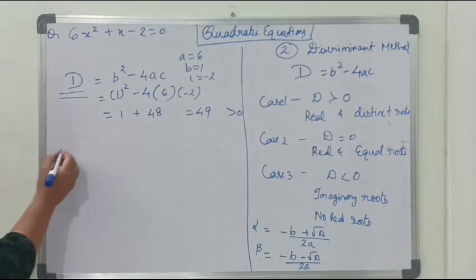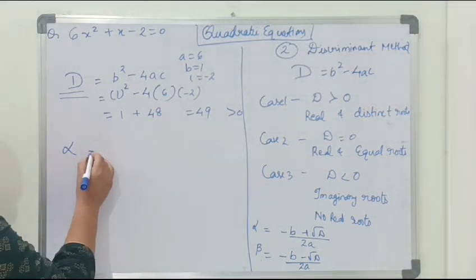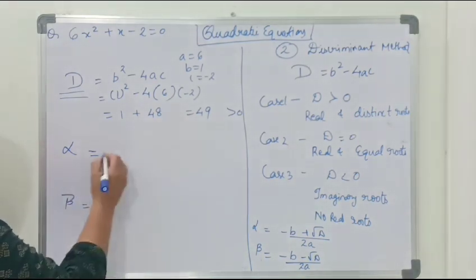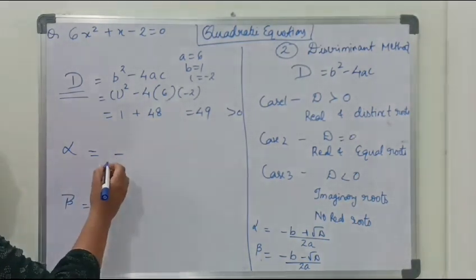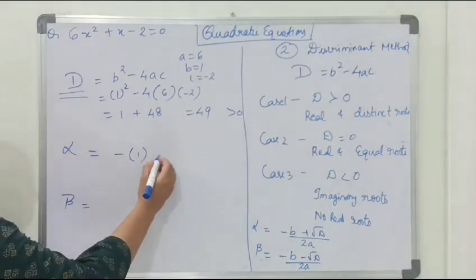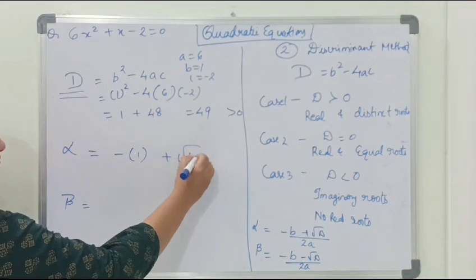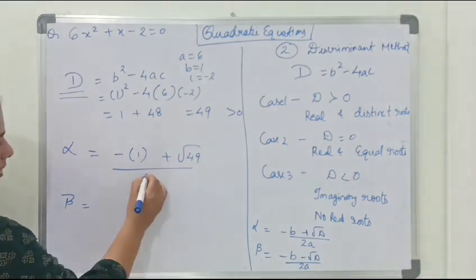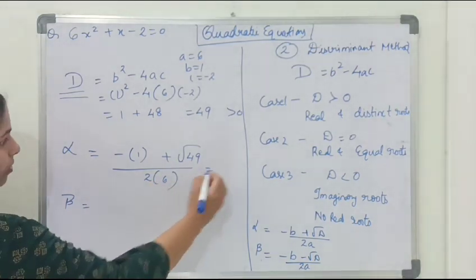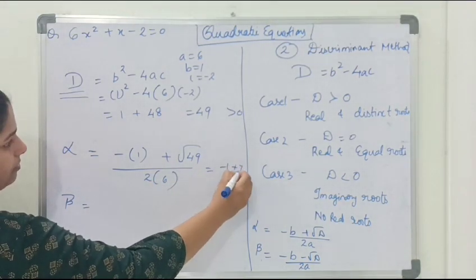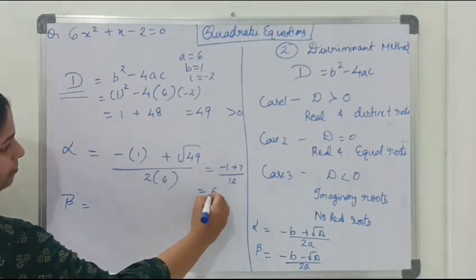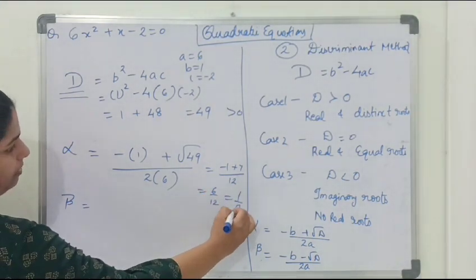So the next step is to find the roots. The first root we will be calling alpha and the second root we will be calling beta. The value of alpha will be negative of b, that is here the coefficient of x, plus under root of d, by 2 into the coefficient of x square, that is 6. On solving we get minus 1 plus 7 upon 6 twos are 12. That is 6 by 12, that is 1 by 2.